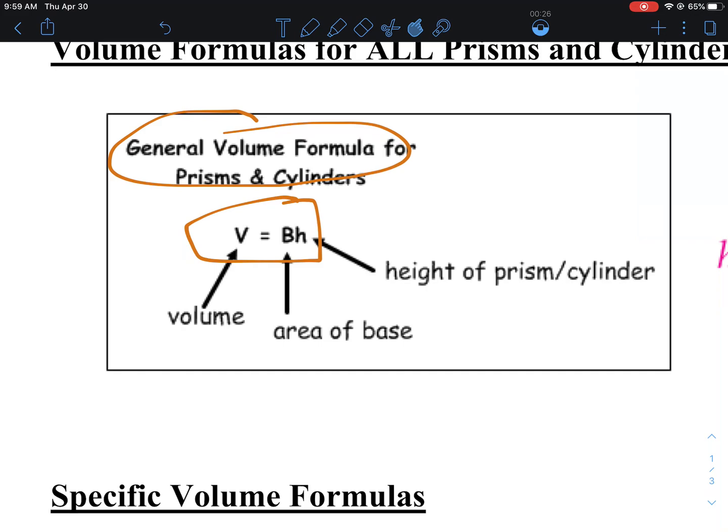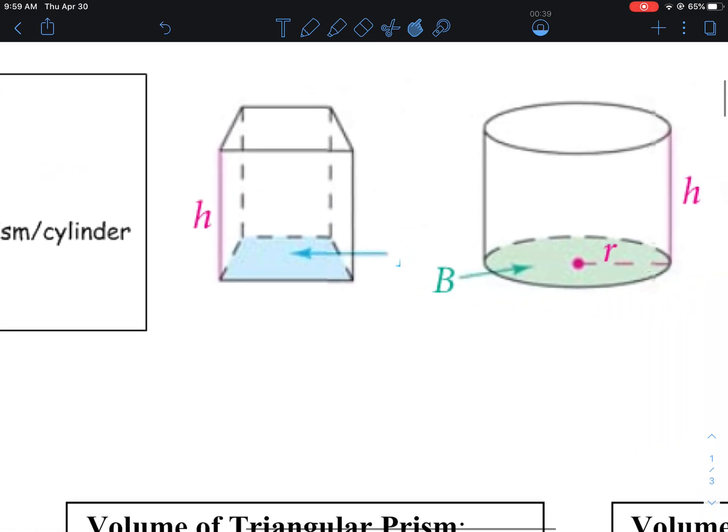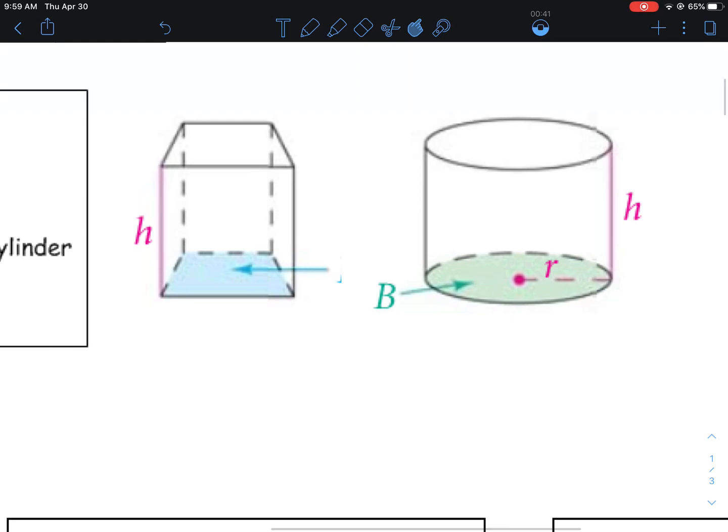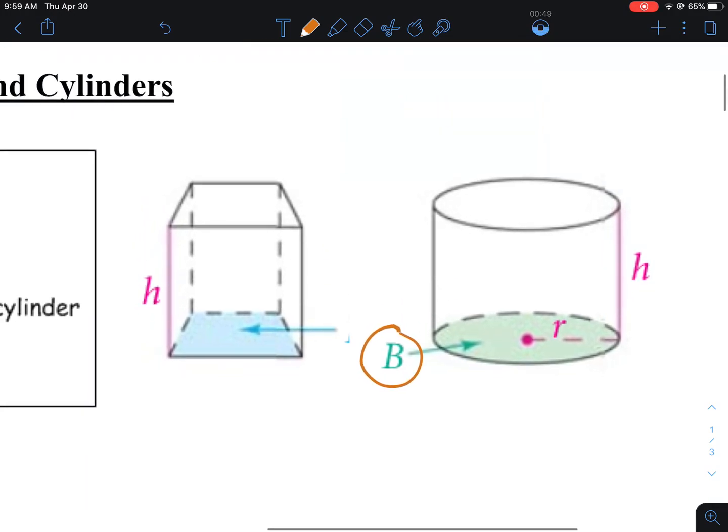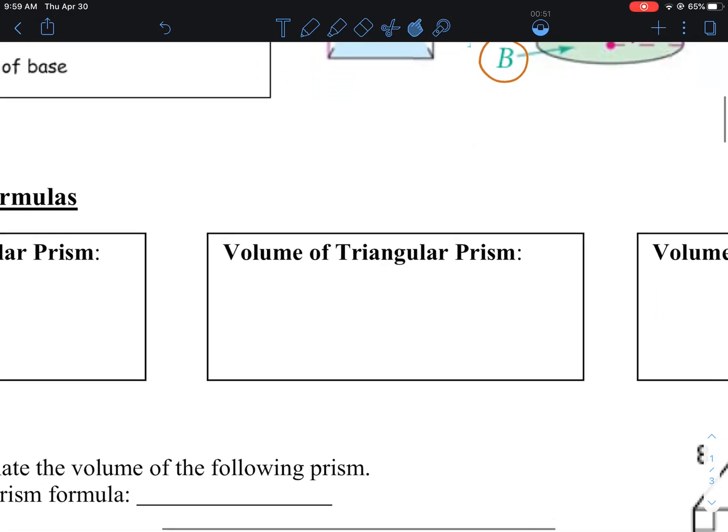What that means is capital B means the area of the base. So if you know the area of the base shape of a prism, whatever that base shape is, or a cylinder, whose base is a circle, you can find the volume of these figures. Here they're representing capital B as the shaded area of the base, times whatever the height is.